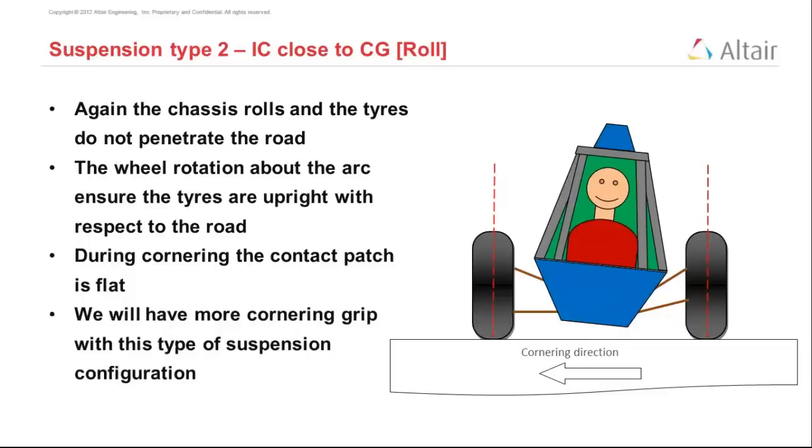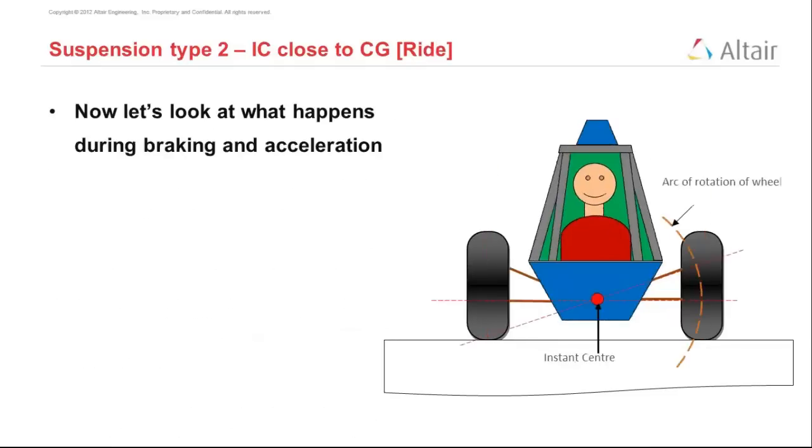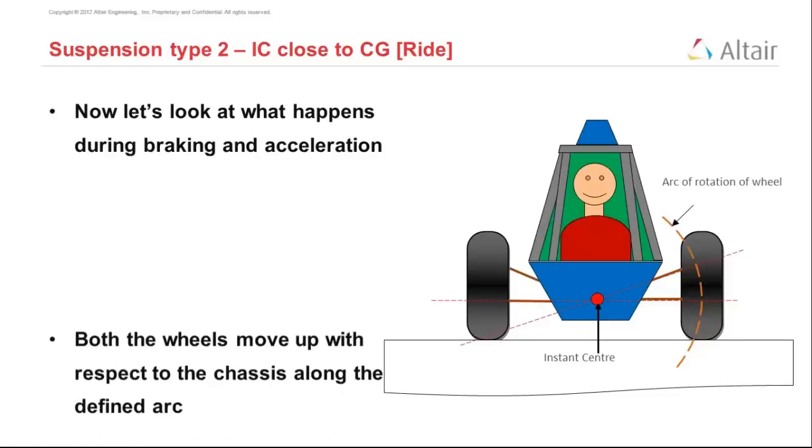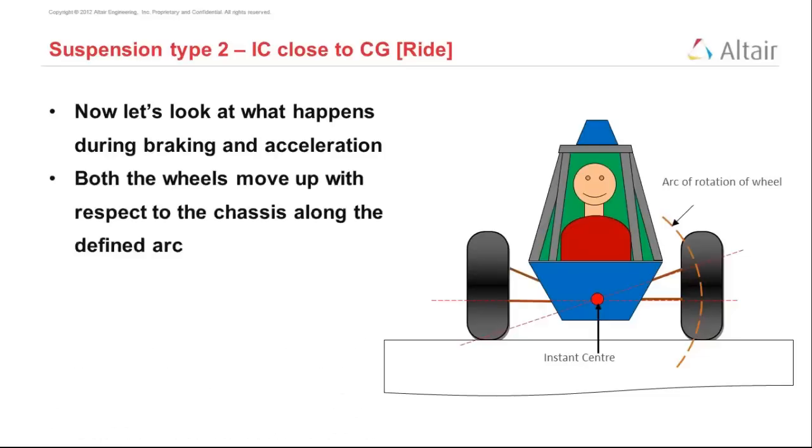Again, let me repeat. If the instant center is close to the CG, that is suspension type 2, in a roll analysis, we will have more cornering grip because our IC is closer to the center. But this obviously is going to come at the cost of braking and acceleration. Let's see what happens during braking and acceleration.